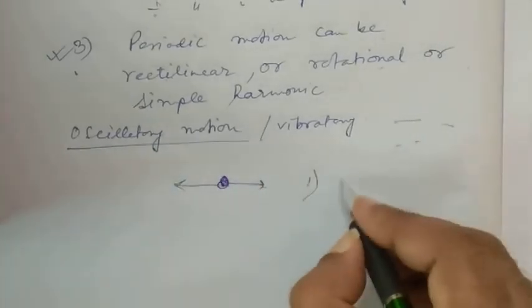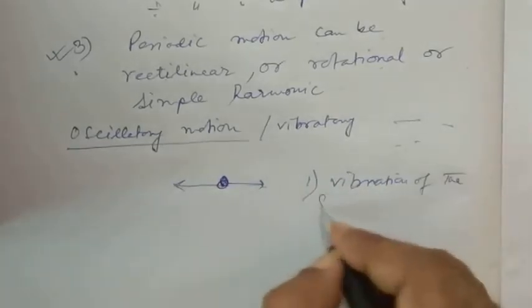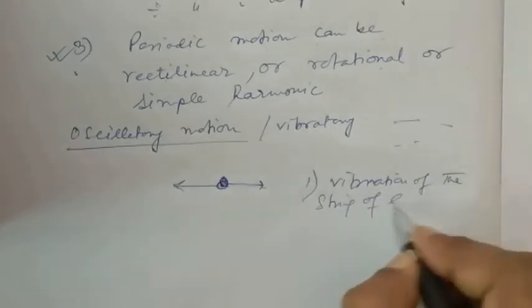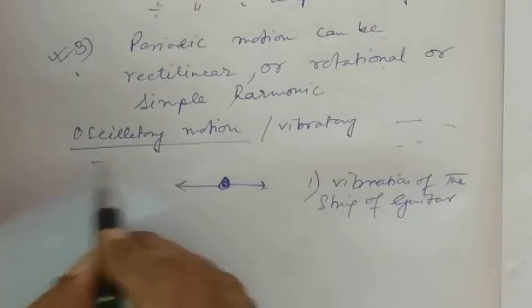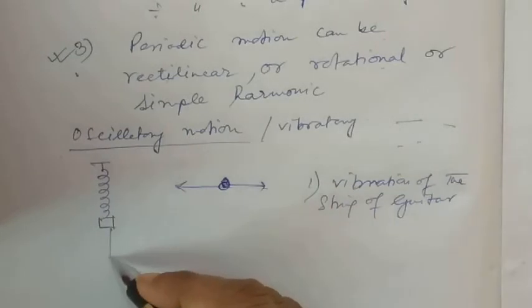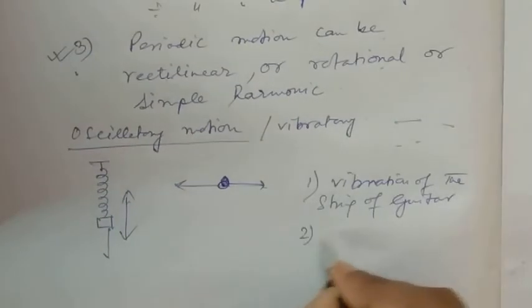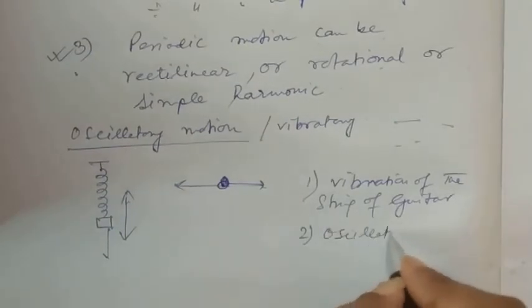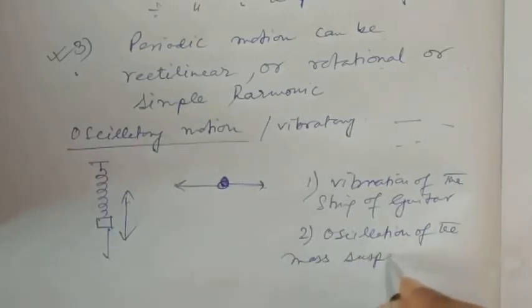So, the examples can be vibration of the string of a guitar or sitar. Another example can be oscillation of a mass suspended from a spring. That means like this. This is a spring, this is a mass attached to it. If we pull this mass down and then release it, this mass is going to oscillate in this mode. So the second example can be oscillation of the mass suspended from a spring.